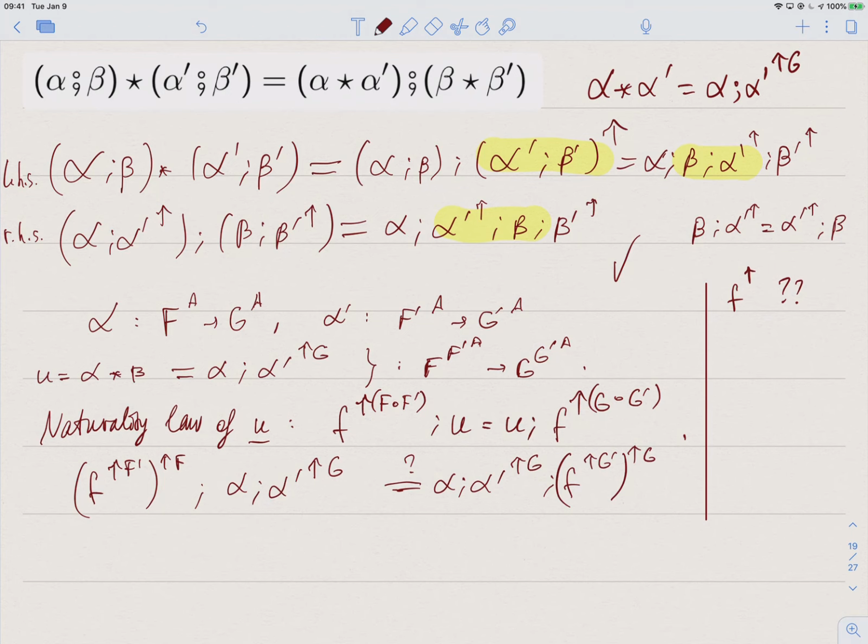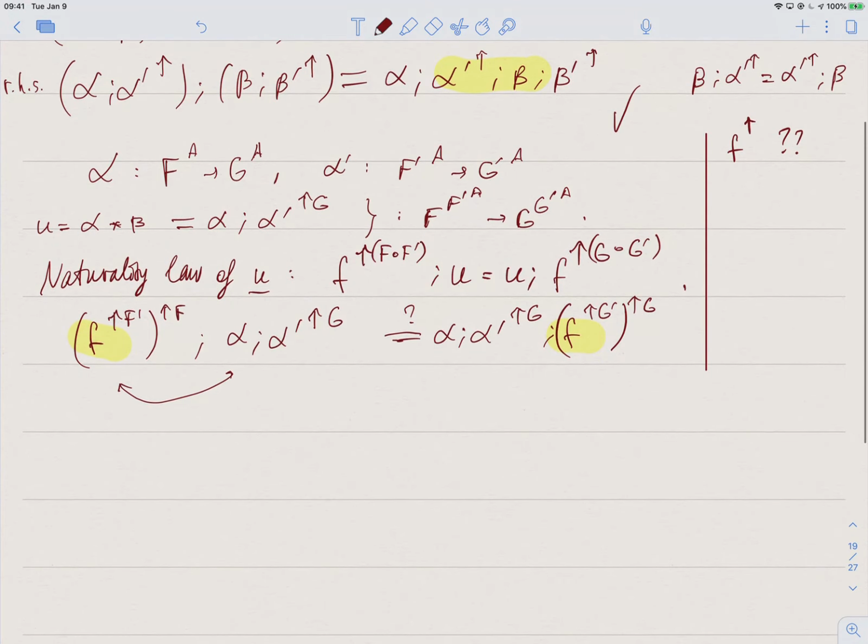So let me see what is missing in the proof. Well, we need to move this f all the way to the right. Only then we can show that the two sides are equal. How do we move it to the right? We interchange with other functions. So we can interchange with alpha. Alpha is f to g. Use the naturality law for that.